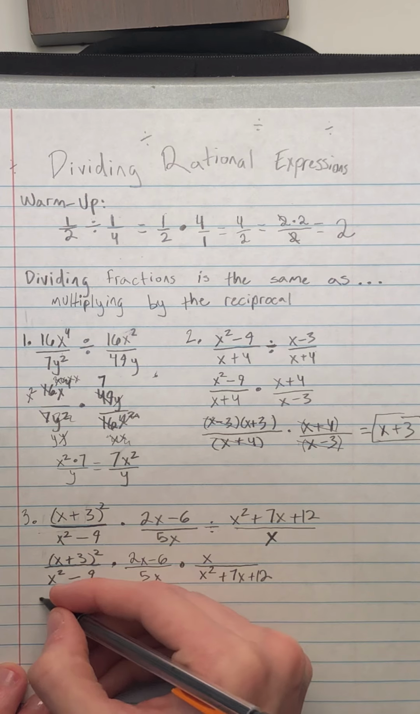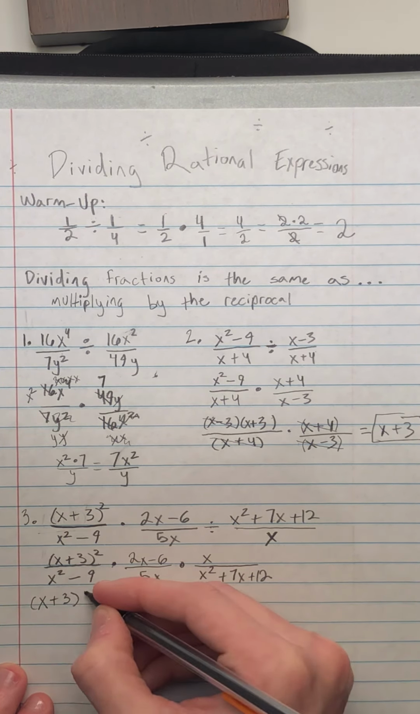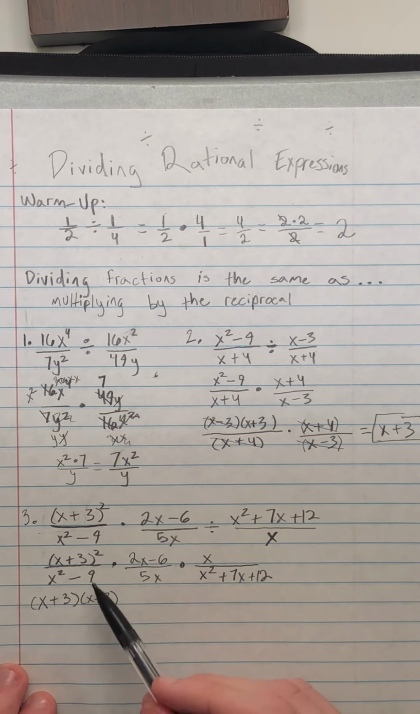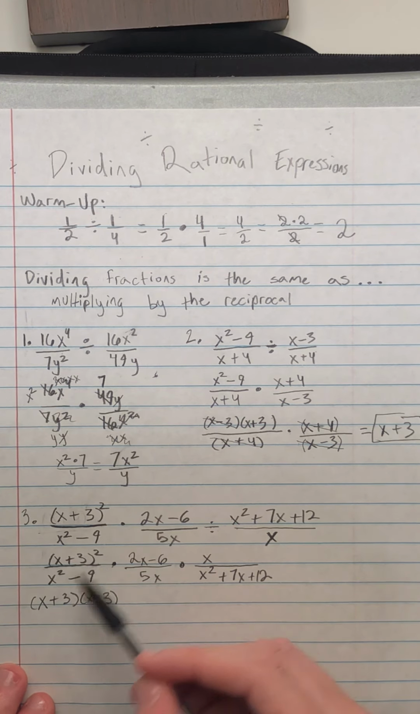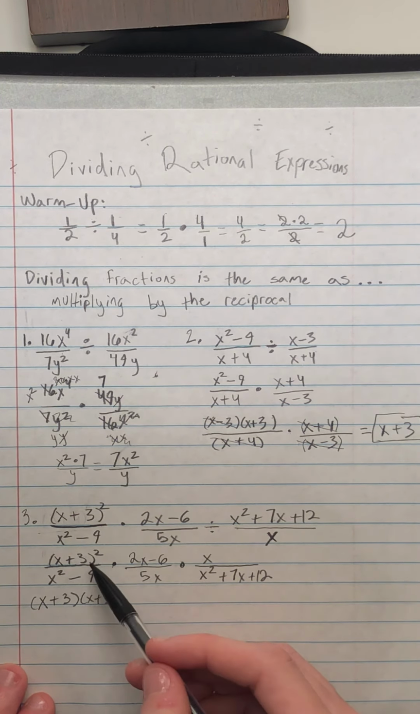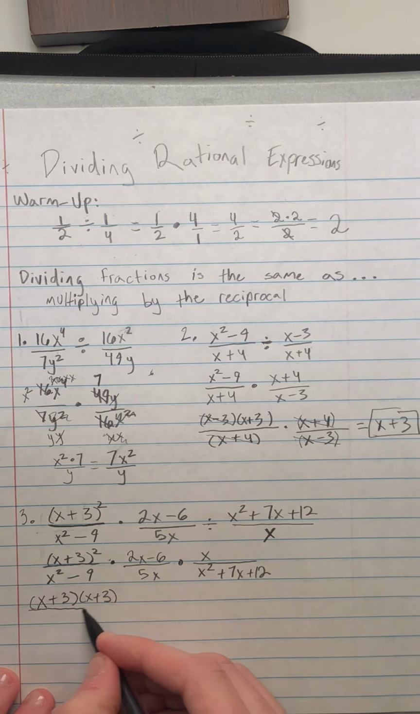What I'm going to do with that is just write it as x plus 3 times x plus 3. So that helps me visualize, ooh, if I'm going to cancel out this whole factor right here, I need to have 2 x plus 3's on the bottom. I can't just cancel out if there's just one x plus 3 and cancel out both. And we'll kind of see that in a minute.